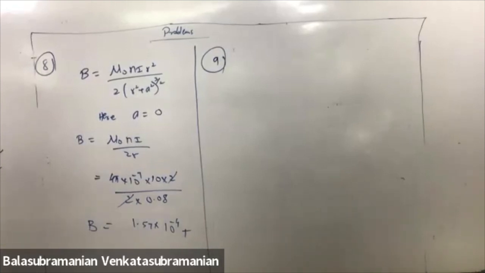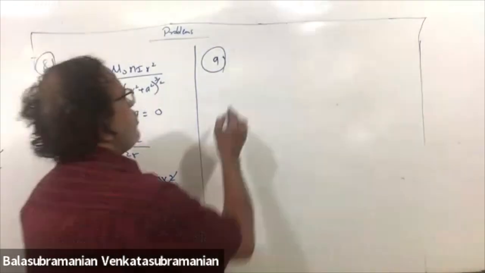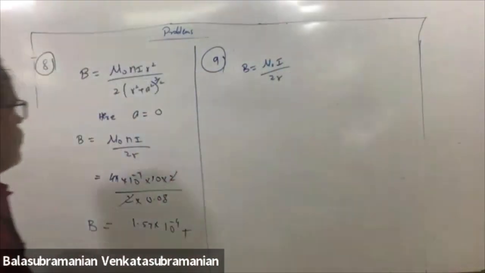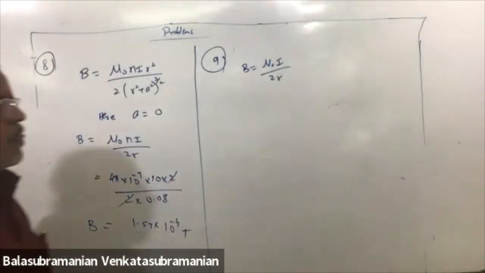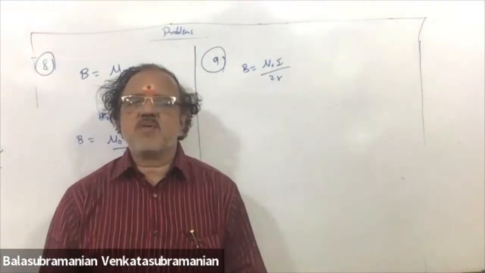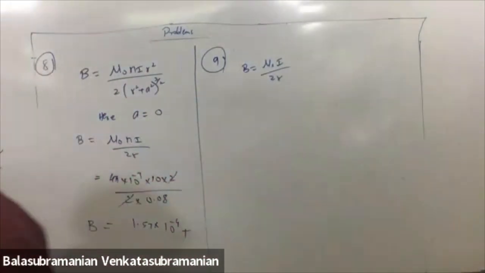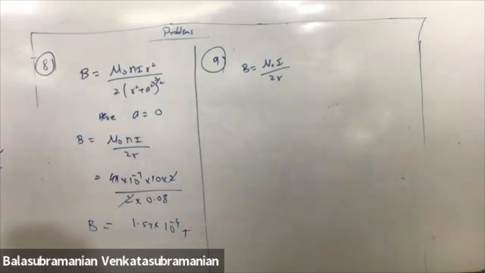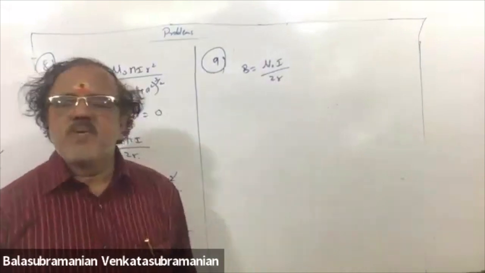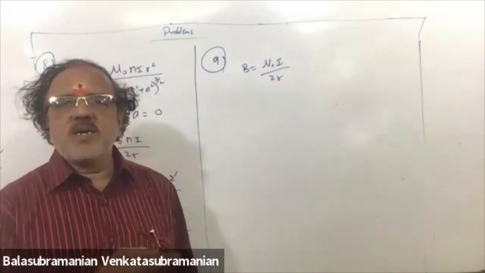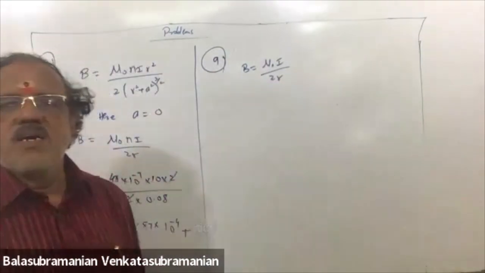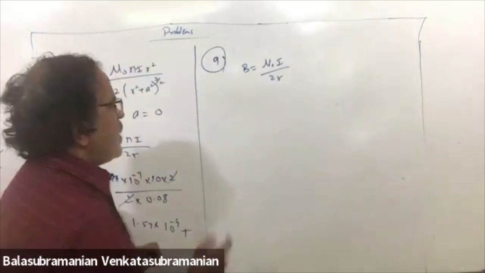Same formula, but here the current is not directly given. B is equal to mu naught I by 2R, or mu naught N I by 2R. The particular orbit is given, so R is given. Same formula, B is equal to mu naught I by 2R. N is 1, same orbit. R is also given, but I is not directly given. What is I?